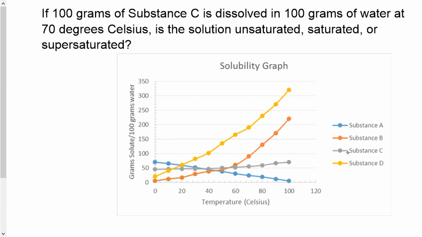Substance C is this one here, and we read across there. Okay, and it never ever gets to 100, but we want at 70 degrees Celsius, so it's about right here. At 70 degrees Celsius, we are barely expecting to have a little bit more than 50, but this question says there's 100 grams in there. So that means we contain more than what's expected from the graph, so that's going to be supersaturated. So I'll circle that one.